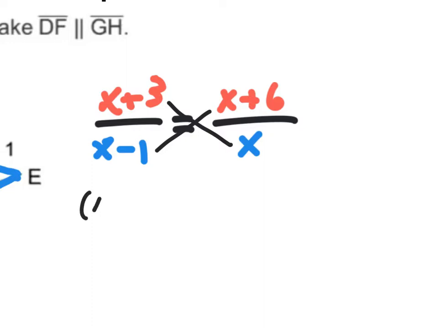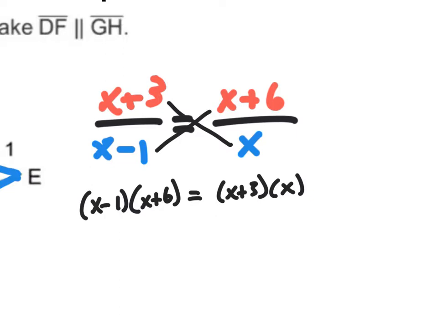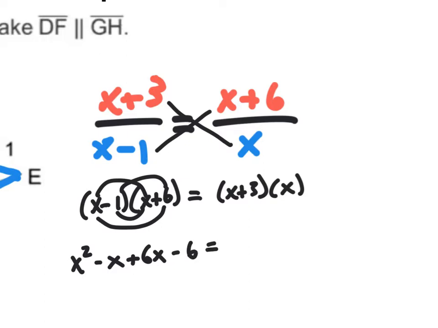If I take the quantity x minus 1 and multiply it by x plus 6, and then take x plus 3 and multiply it by x, I need to solve this for x. This is a little tricky and requires some algebra. We need to multiply this out and FOIL it. x times x gives me x squared, negative 1 times x gives me a minus x, x times 6 gives me a positive 6x, and negative 1 times 6 gives me negative 6. Then here I distribute my x: x times x gives x squared, and x times 3 gives plus 3x.